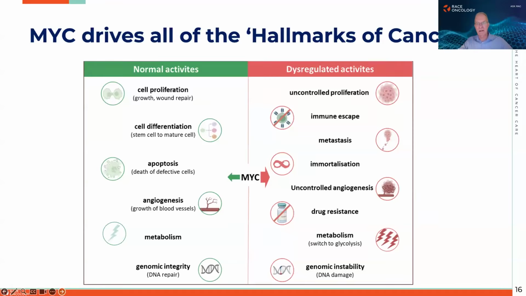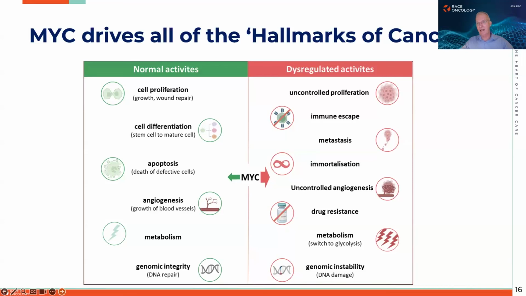Wound repair, stem cell differentiation, etc. You can read that. But on the right, you've got these hallmarks of cancer. Uncontrolled proliferation makes perfect sense. Immune escape. The tumor microenvironment is very hostile to T cells and other immune cells. And that is very much a process driven by MYC.